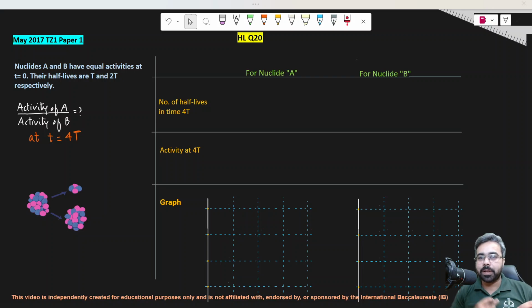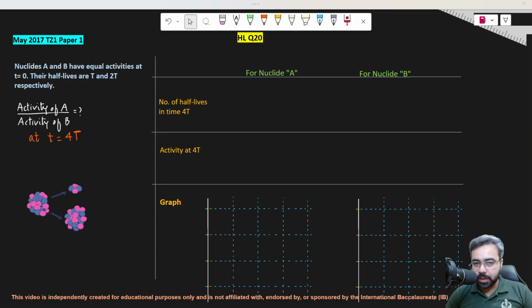This question is about the ratio of radioactive activity of the two nuclides A and B. I will show you the solution in two ways, two alternatives. The first is by equation, and second, I will show you the results in a graph as well.